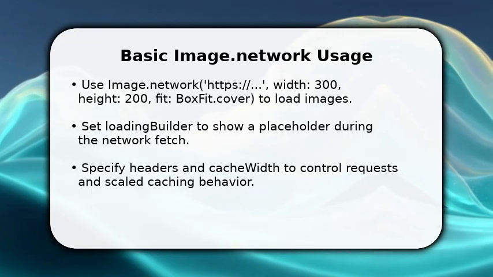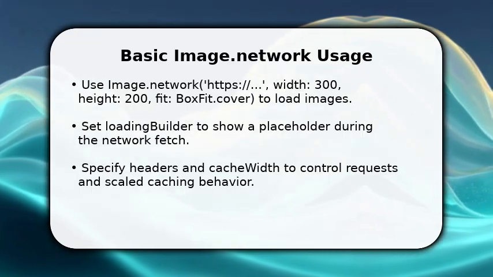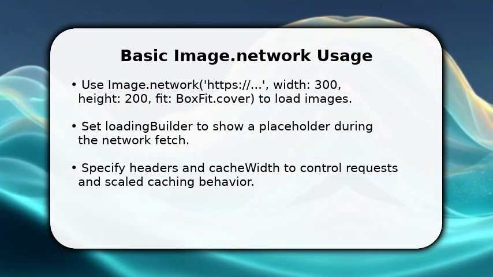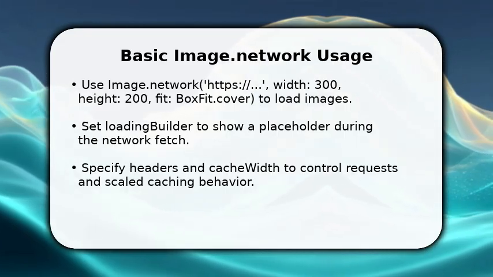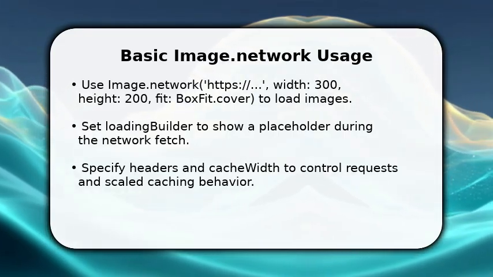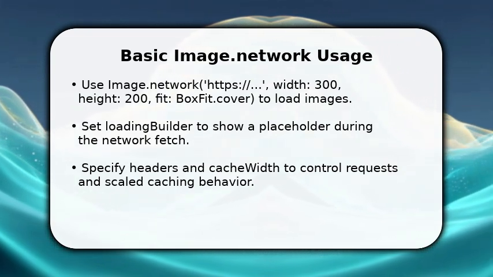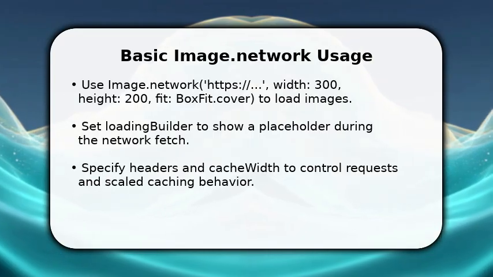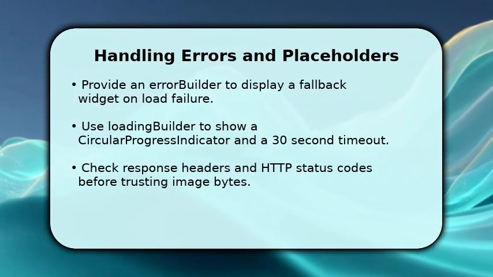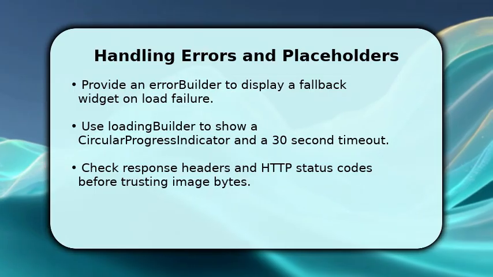Set cacheWidth or cacheHeight to create a scaled cached image on device. Assign loadingBuilder to show a placeholder while the network fetch runs. Use frameBuilder or fadeInDuration to animate the final image into view. These steps let you display remote images, and you should handle errors proactively to keep the UI stable when network images fail.